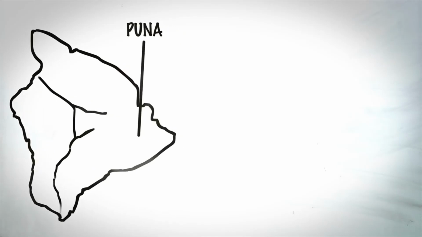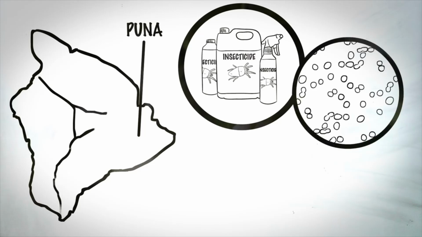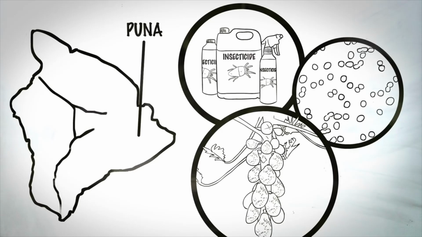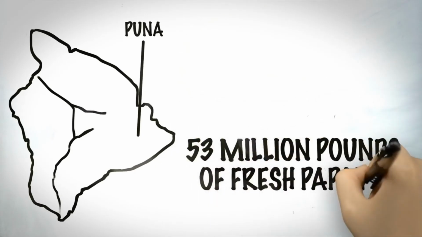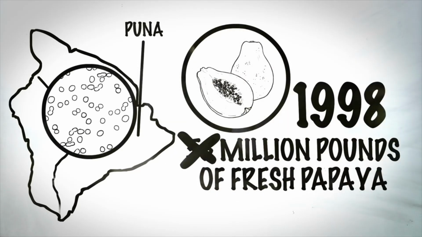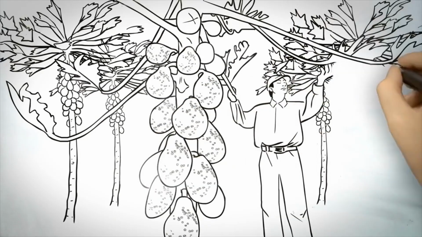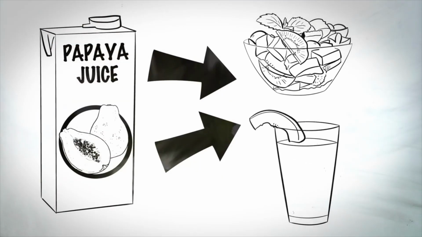Other methods didn't work either, including using insecticides for the insects spreading the virus, giving the plants a mild strain of the virus to create natural inoculation, or destroying infected trees. The virus just continued to spread. 53 million pounds of fresh papaya were being produced annually when PRSV was first discovered in Puna in 1992. By 1998, that amount had been cut in half to 26 million pounds. The crops and livelihood of farmers were being destroyed in front of their eyes. Moreover, for consumers, the availability of fresh papaya and papaya juice for fruit, salads, smoothies, and other products were threatened.